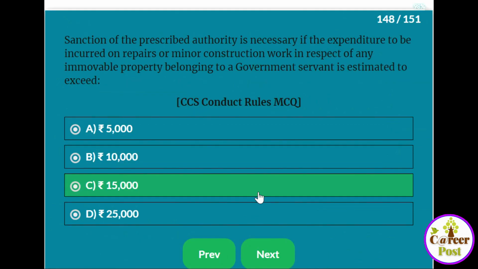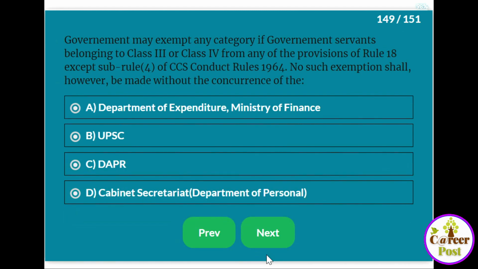Sanction of the prescribed authority is necessary if the expenditure to be incurred on repairs or minor construction work in respect of any mobile property belonging to the government servant is estimated to exceed 10,000. The government may exempt any category of government servants belonging to class 3 or class 4 from any of the provisions of Rule 18 except sub-rule 4 of the CCS Conduct Rules. No such exemption shall however be made without the concurrence of the Department of Expenditure, Ministry of Finance, UPSC, DAPR or Cabinet Secretary, Department of Personnel. It is the Cabinet Secretary, Department of Personnel.